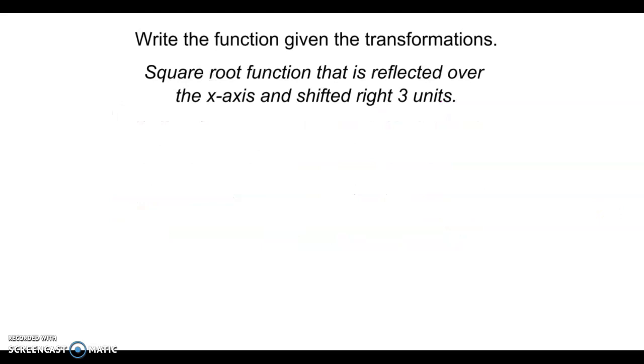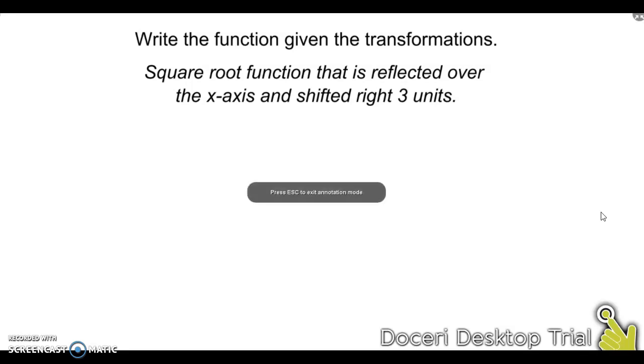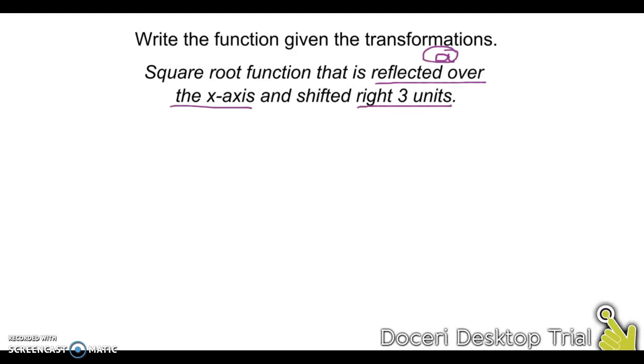So now let's do it backwards. Let's write the function from what they tell us. So in this one, we want to write the function given the transformations. Square root function that is reflected over the x-axis. So that's our a. Reflected over the x-axis, and shifted right. That's our h. And how much did it go up and down? We have nothing for the k.